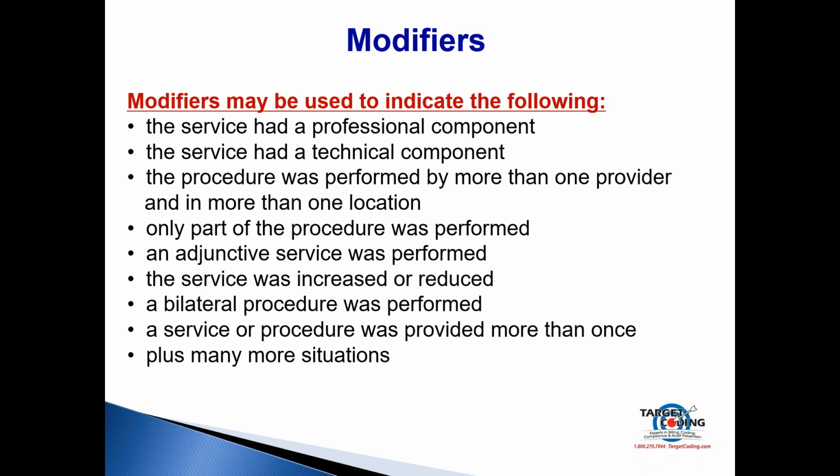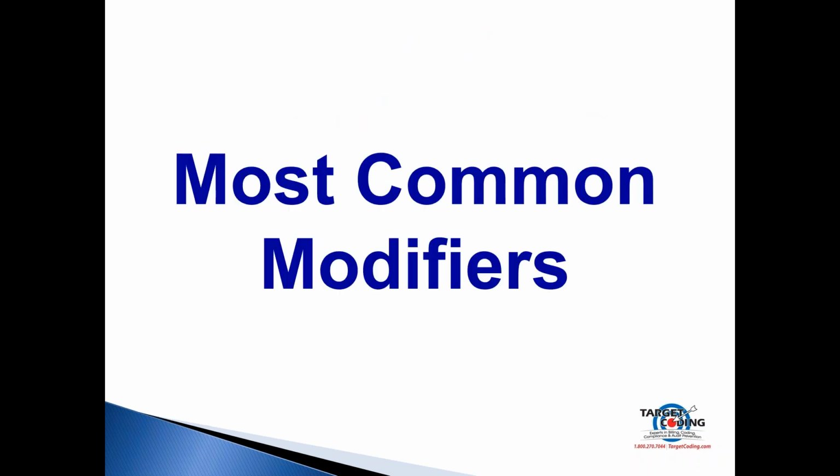So modifiers may be used to indicate a lot of different things that the CPT code has been altered. Like there's a professional component, a technical component. The procedure was performed by more than one provider. Only a part of the procedure was performed. The service was increased or reduced. A bilateral procedure was performed, plus many, many different types of situations. We're not going to be able to cover all of the situations. We're going to go with just the most common modifiers seen in chiropractic practice, and some of these also apply to medical and physical therapy practices and acupuncture practices.